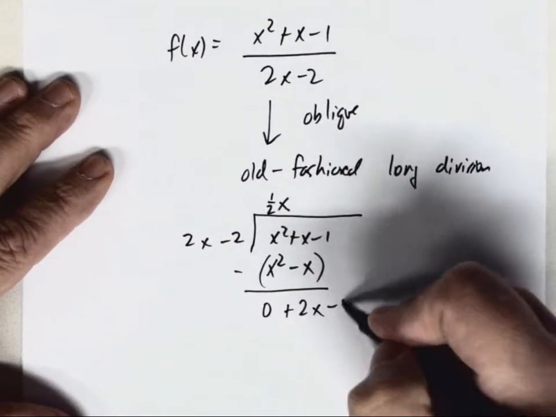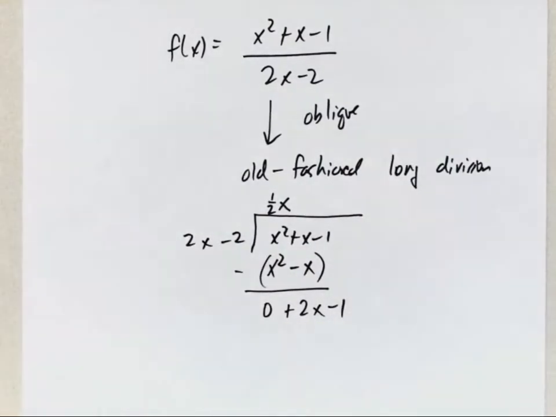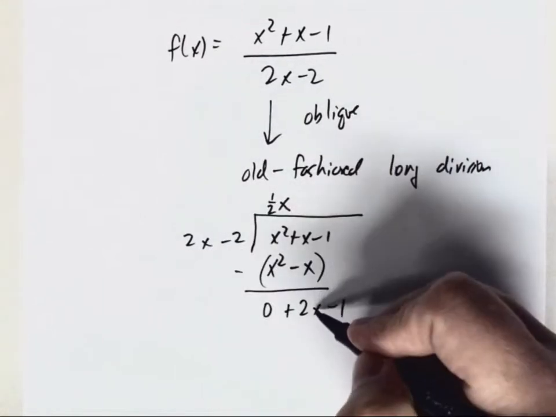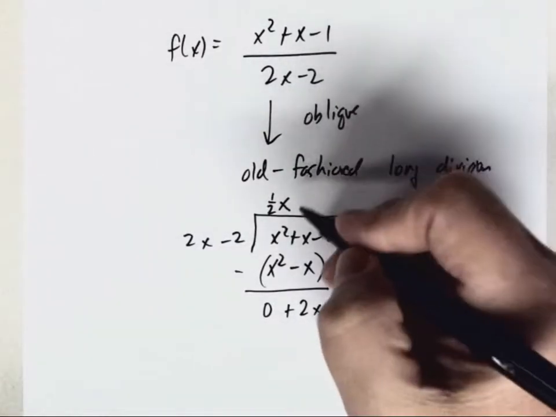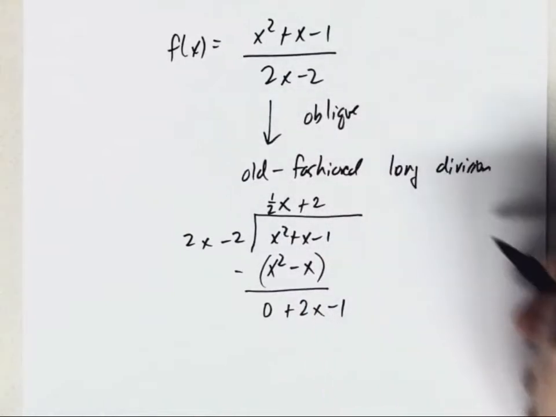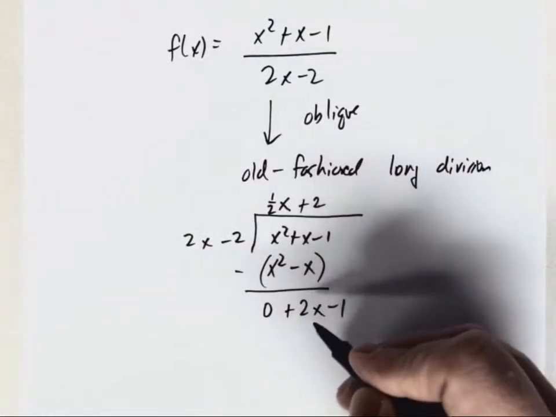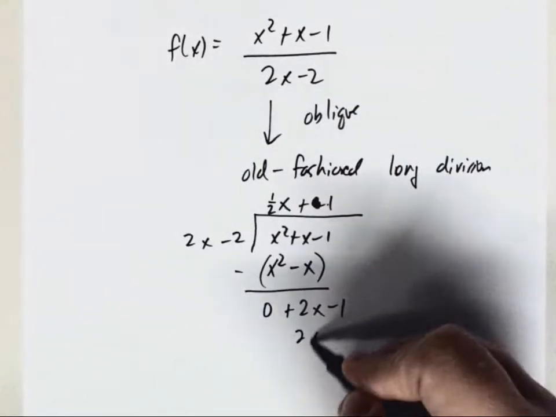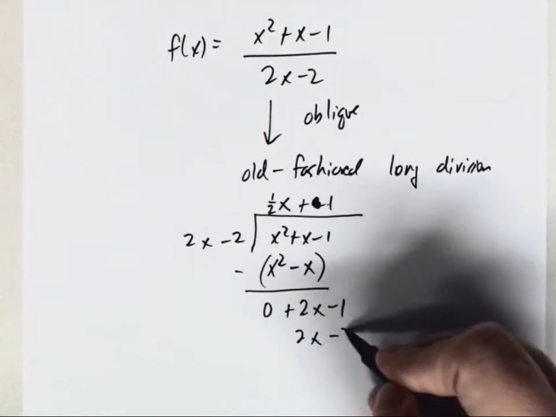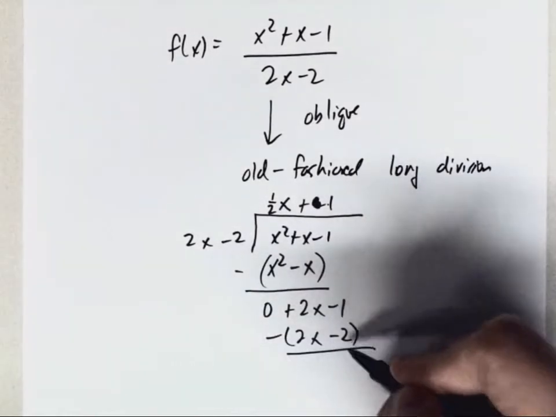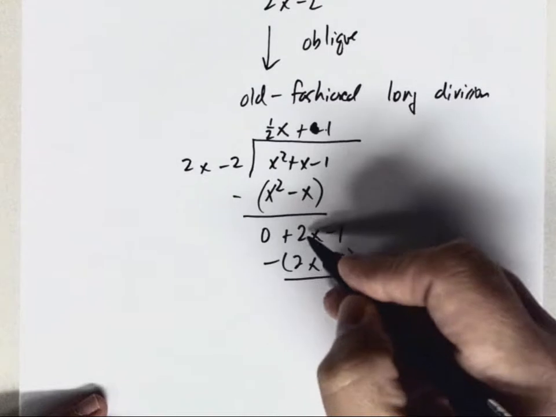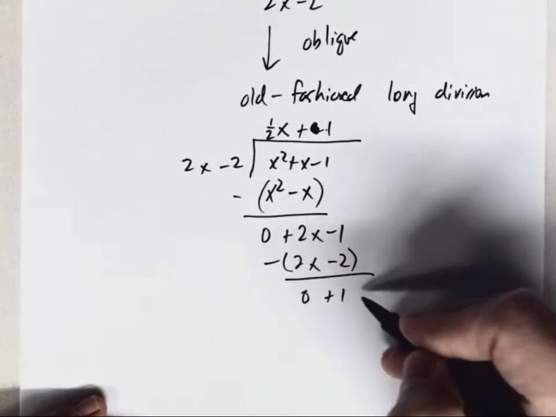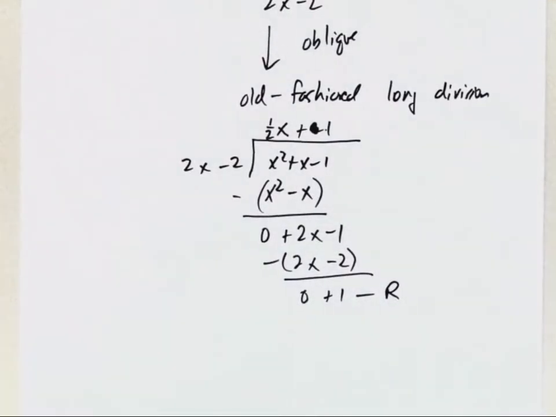I bring the next term down, and I go back up here and say, what times 2x would equal 2x? Well, 2. So I put a plus 2 here. 1 times 2x is 2x. 1 times negative 2 is negative 2. Now I subtract this. 2x minus 2x is 0. Negative 1 minus the negative 2 is plus 1. So that becomes my remainder.